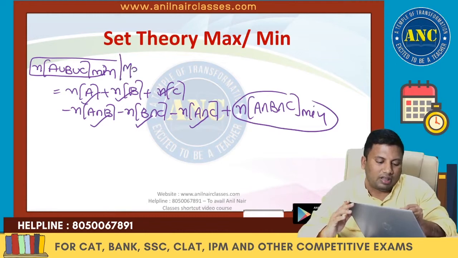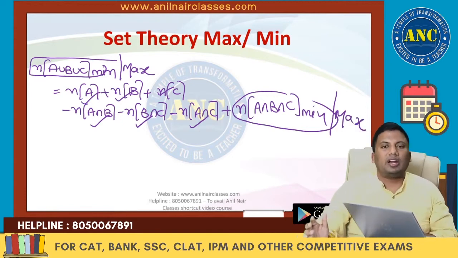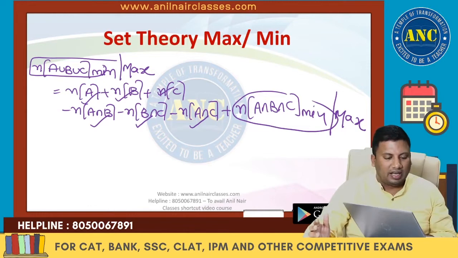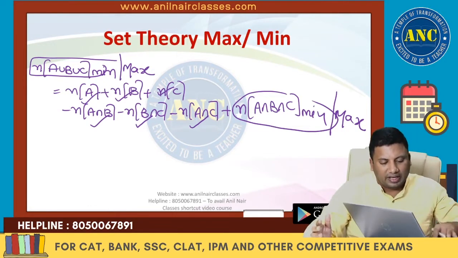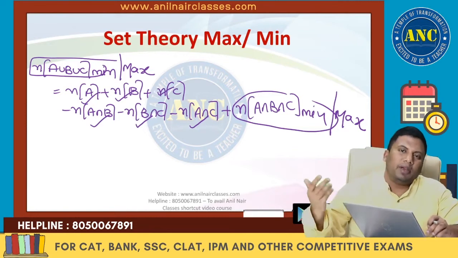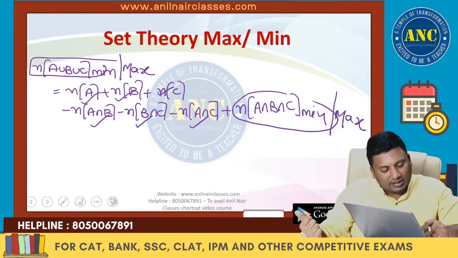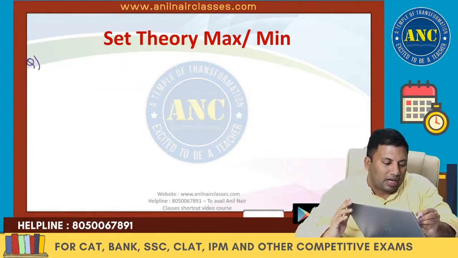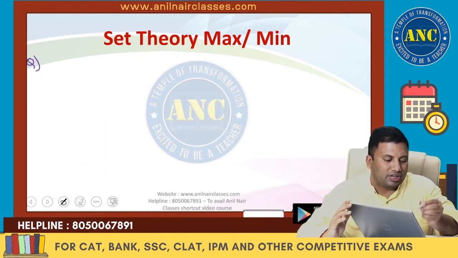If I want the maximum value here, substitute the maximum value that you got there and you will get the answer. I hope the approach is clear to you. N of A union B union C minimum you can determine, and maximum also you can determine. Third one: the original management exam question with no change in values.